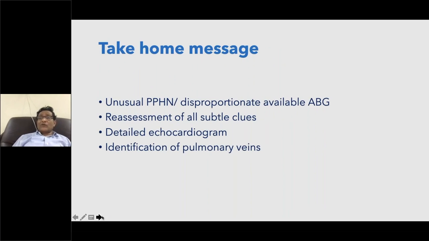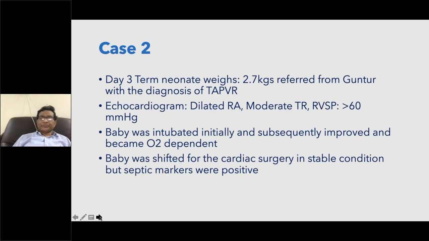So the take home messages are: unusual PPHN disproportionate to the ABG, and a disproportionate echocardiogram where the cardiologist is telling that there is a right to left shunt across the ductus arteriosus. If you have an X-ray of that kind, please suspect infradiaphragmatic obstructive TAPVR, or TAPVR with obstruction. It can be supracardiac as well.